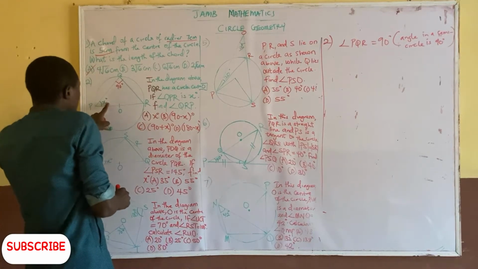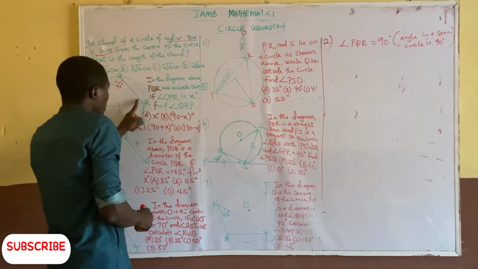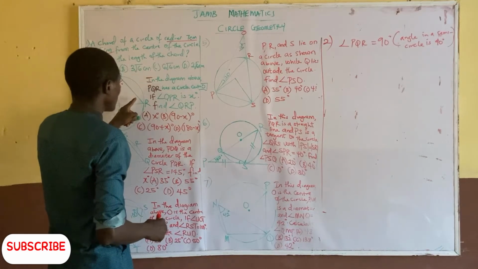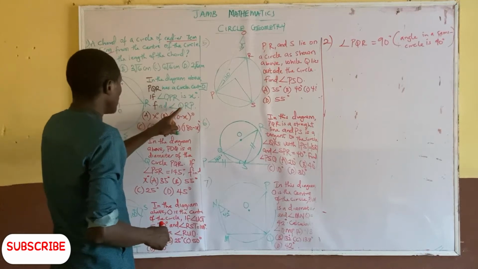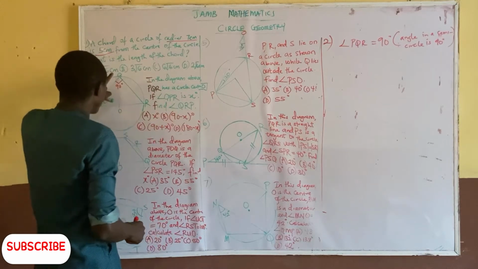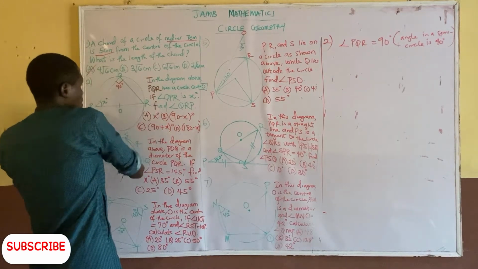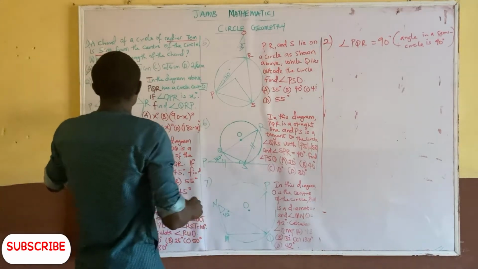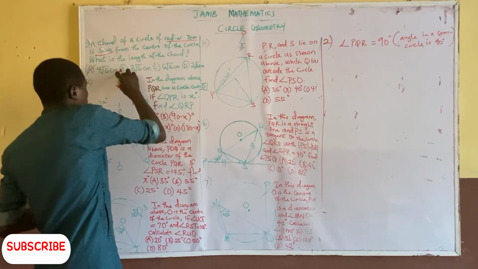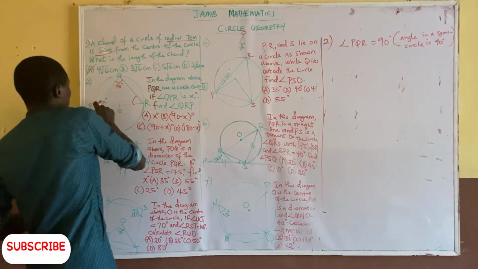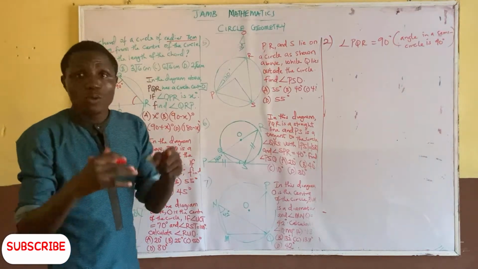Now angle x plus 90 degrees plus this angle here will give us what? It tells us, if angle QPR is 90 degrees, find angle QRP. You have to calculate angle QRP. How do you calculate angle QRP? This is angle QRP. Angle QRP plus angle x plus 90 degrees will give us 180 degrees, the sum of angles in a triangle.